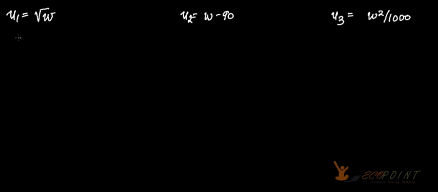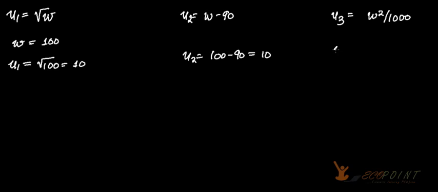Okay. And say wealth is equal to 100. So what is the utility here in this case? It is root of 100, which equals 10. Then you have u2 equals 100 minus 90, which is 10. And u3 is basically equal to 100 square by 1000, which is also equal to 10. So you have utilities which are the same in all the cases.